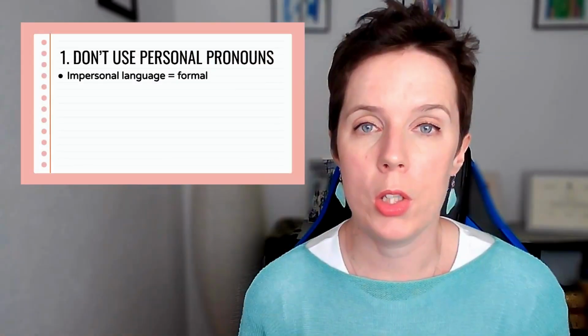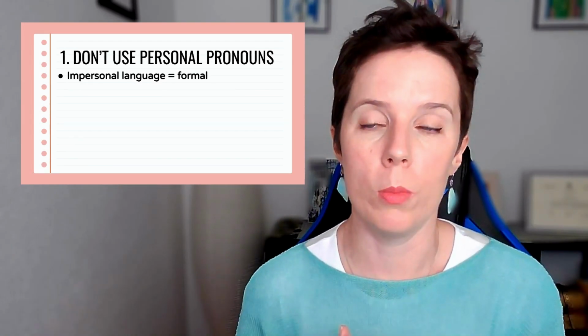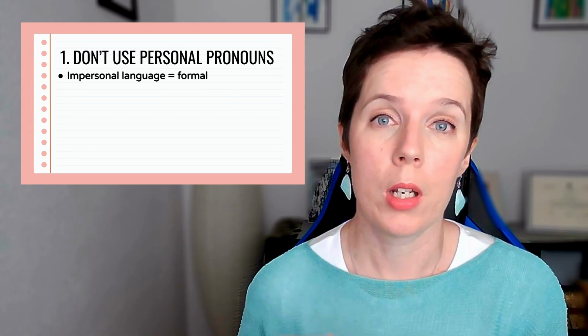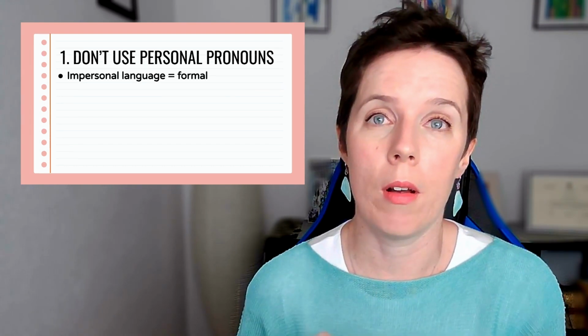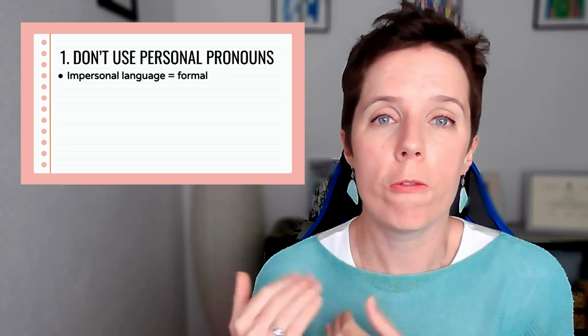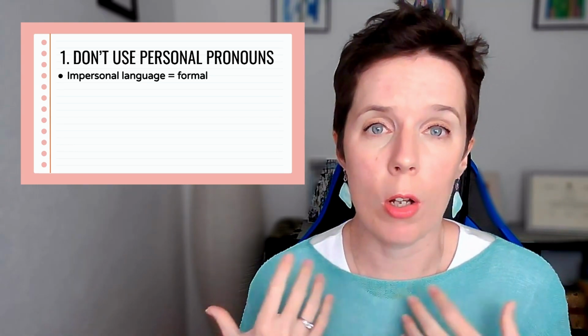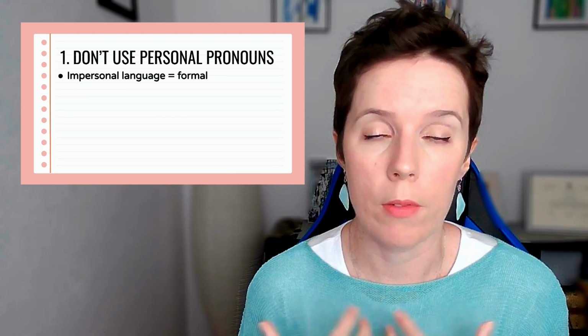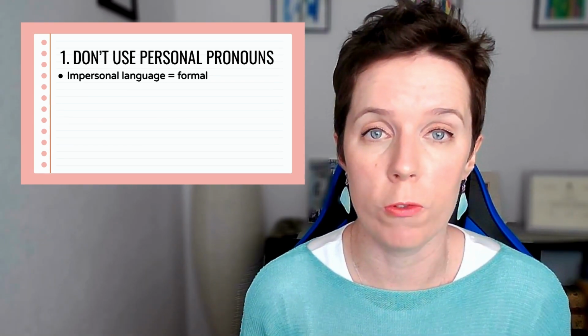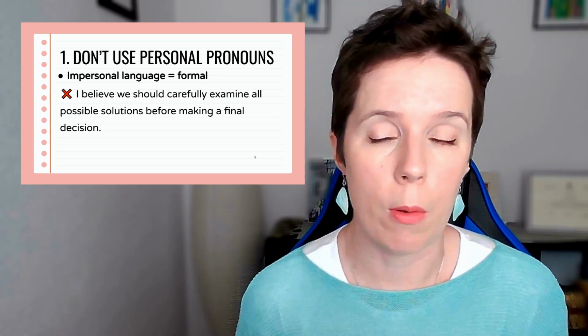So let's take a look at how to make your writing more formal then. The first thing that you can do to make your writing more formal is to avoid using personal pronouns. Personal pronouns are used in informal writing and speech. In formal writing in English, we tend to be a lot more impersonal. If you're using impersonal language, automatically your writing becomes more formal. I'll show you an example now.